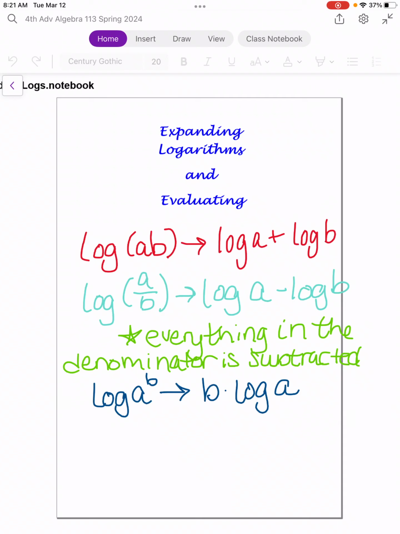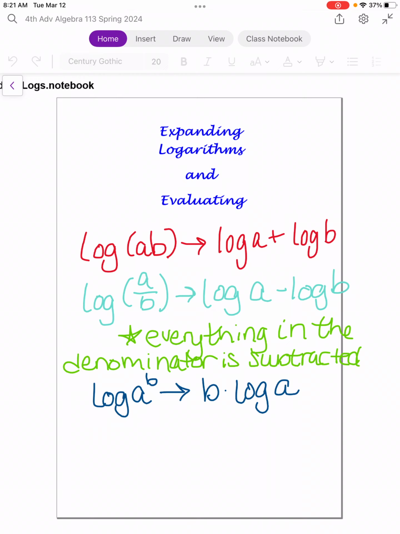Today we're going to be talking about expanding logarithms and evaluating. There are three different properties of logarithms that we're going to be looking at here. One of them is the log of AB, so A times B, AB is being multiplied together, expands out to the log of A plus the log of B.